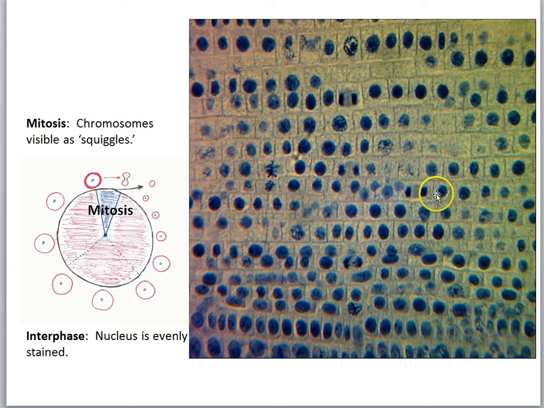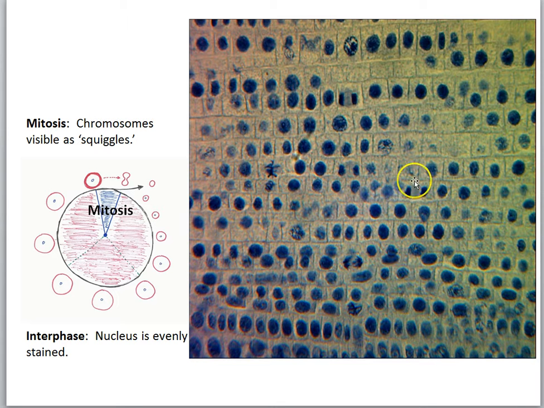Well, what are these colored bodies doing? If you look carefully at the different arrangements of these colored bodies, you start to see a pattern. So, for example, here's a cell where the colored bodies are starting to become visible. Here's a cell where the colored bodies appear to be lined up. Here's a cell where the colored bodies appear to be separated on either side of the cell.